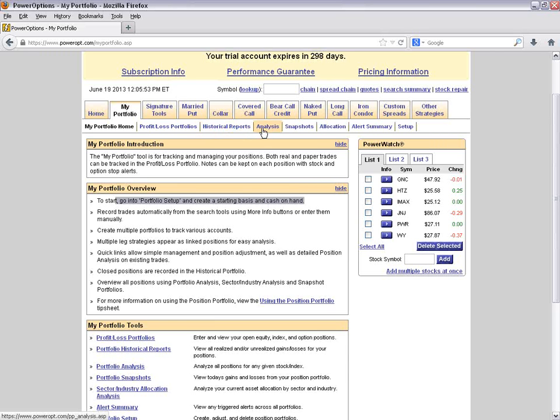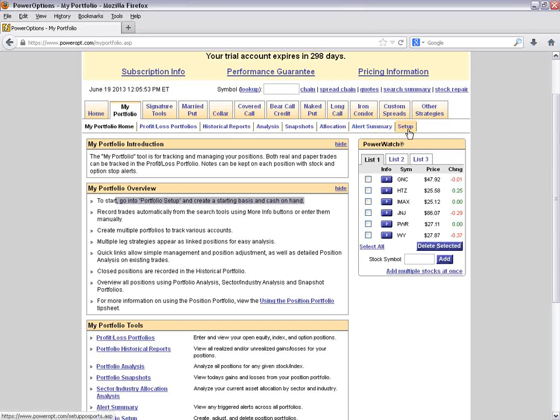The analysis view, this is one of my favorite views when I'm looking at a position that I've been rolling or adjusting historically. We'll take a look at that later on. Of course, the snapshot view just gives you a quick view of everything that you have in your position. There's also an allocation view, an alert summary we'll talk about, and of course the main setup page.